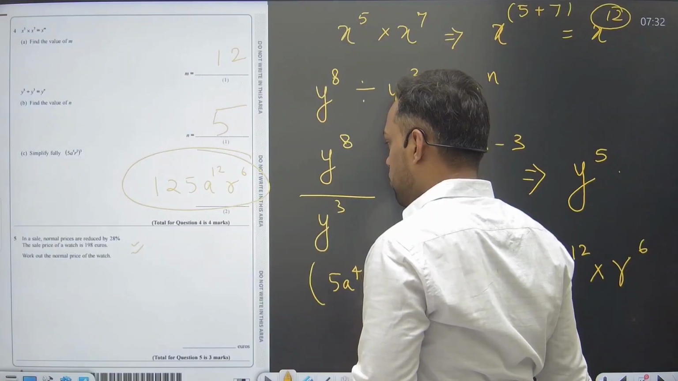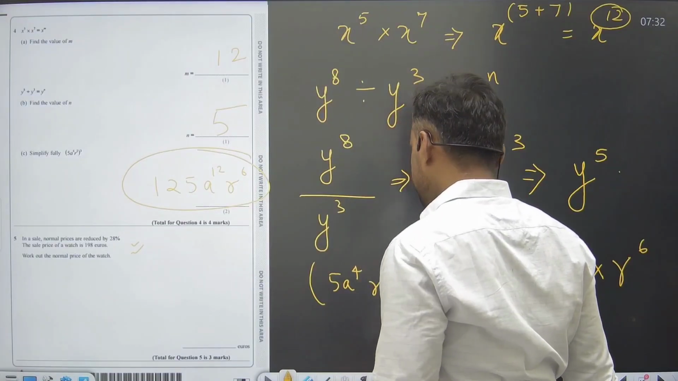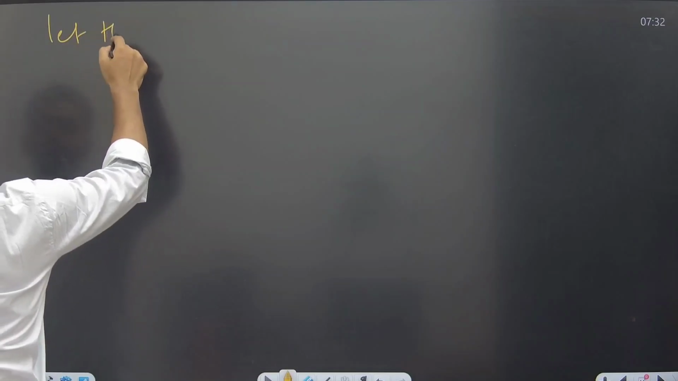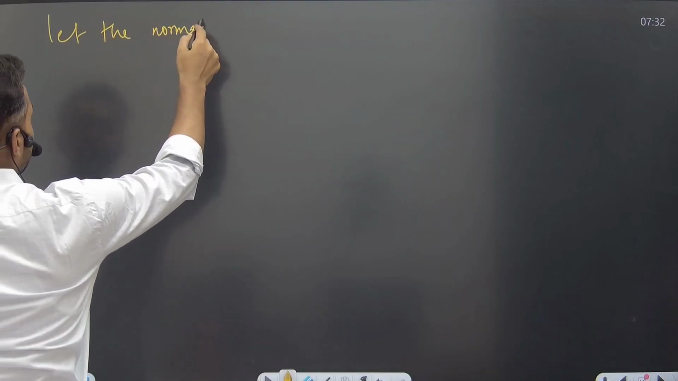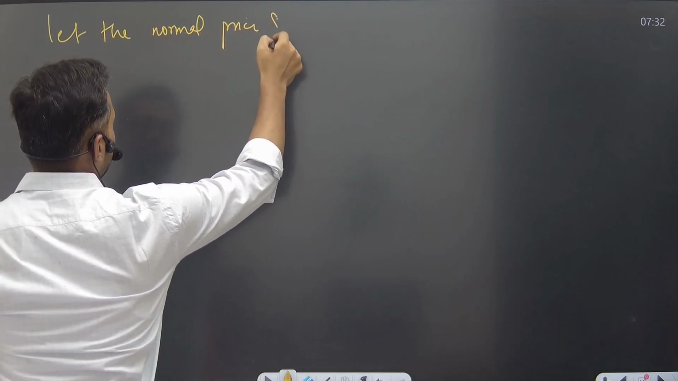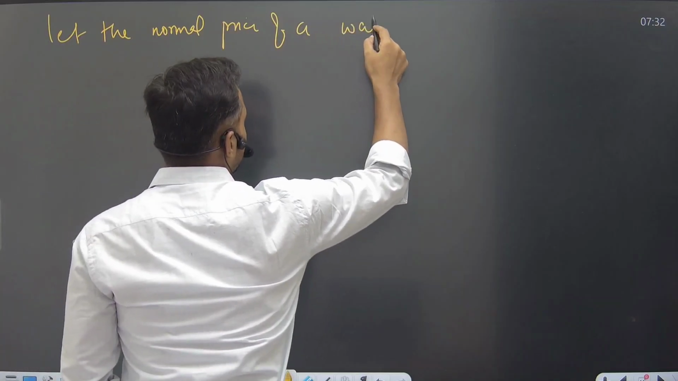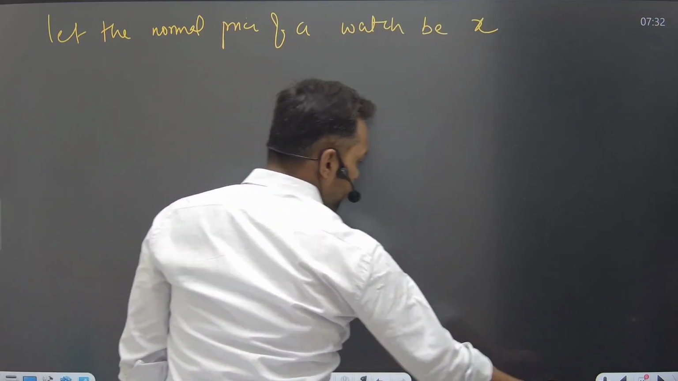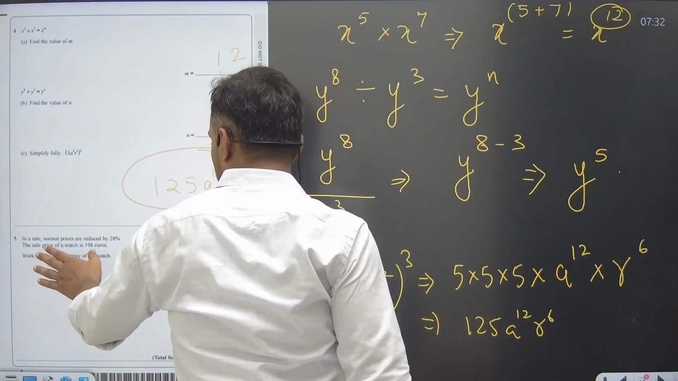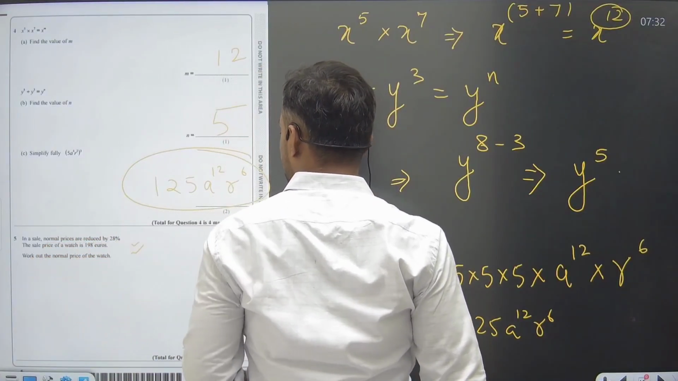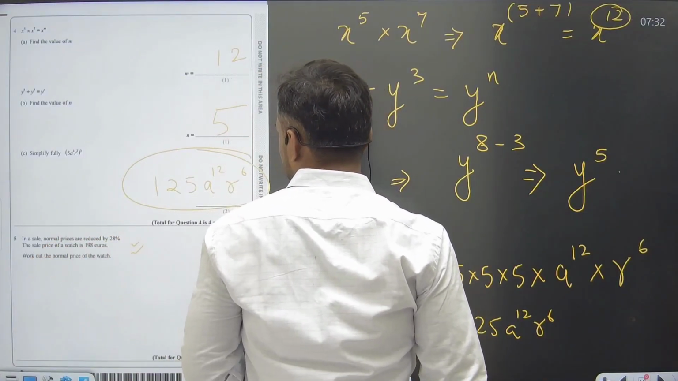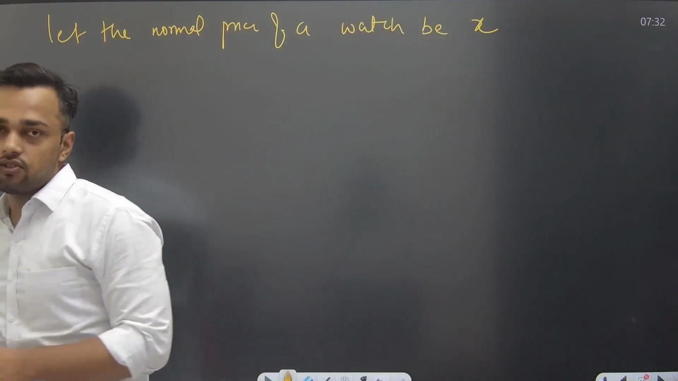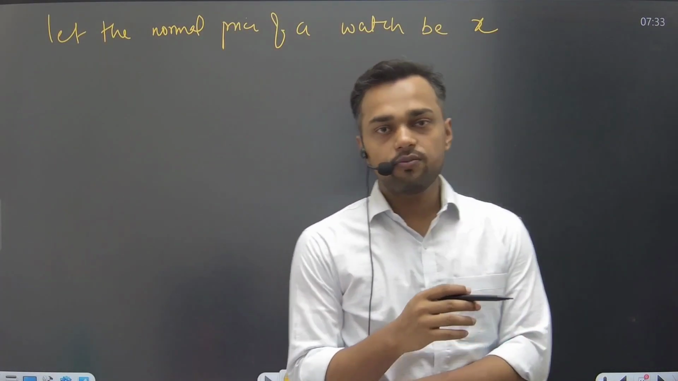So I'll tell you how to attempt this question. Let the normal price of a watch be x. Now in a sale, the normal prices are reduced by 28%. The sale price of a watch is 198 euros. The normal price of this particular watch has been reduced by 28%.